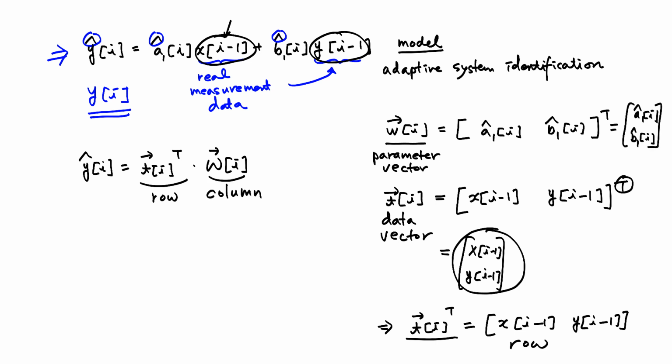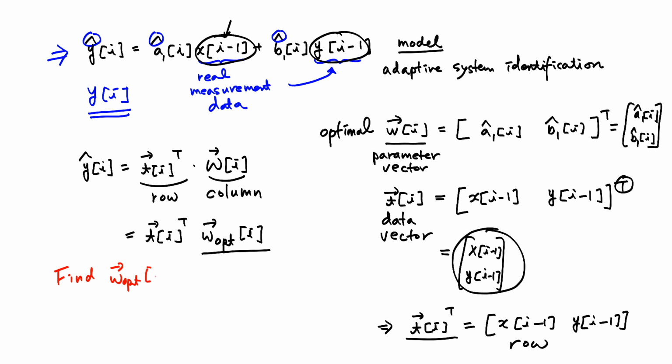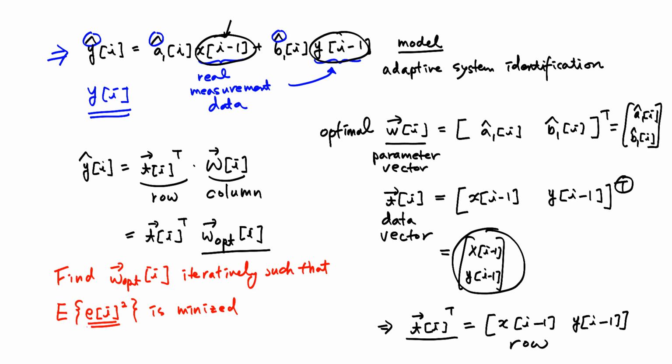And since our goal is to find optimal parameter values, we want to find optimal w of i vector, w opt of i vector. The basic idea of LMS filter is to find w opt of i iteratively such that expected value of error squared is minimized. And what is this error? If you recall, this error is the difference between real y and estimated or predicted y.